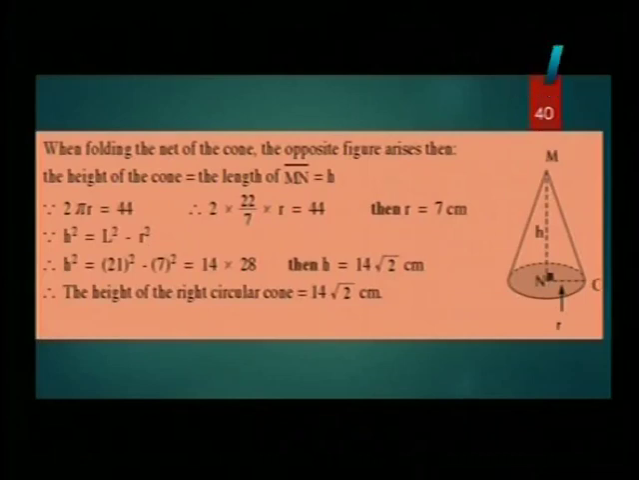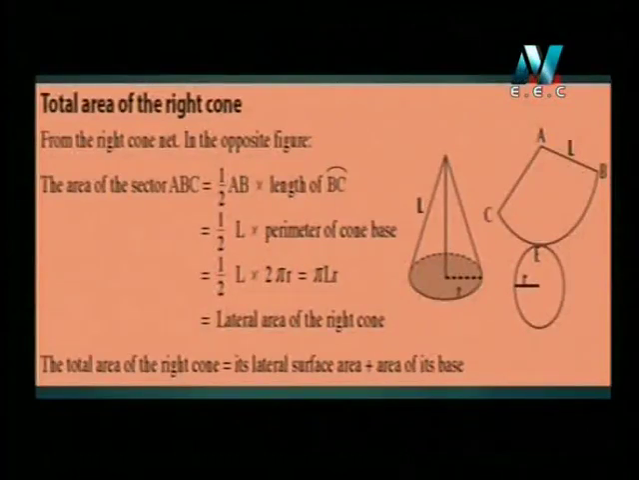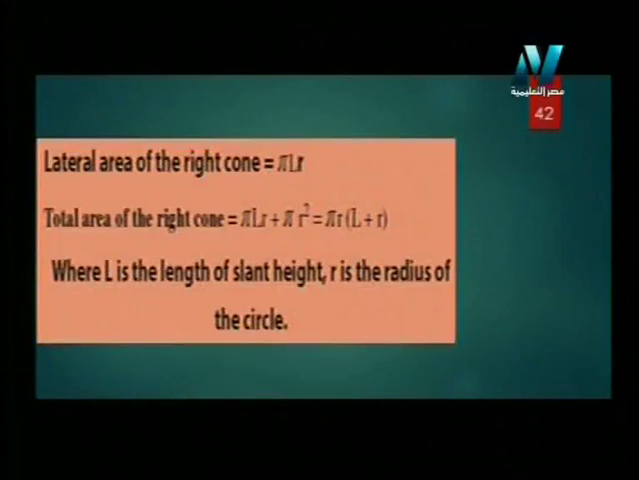And we will find h: h power 2 equals L power 2 minus r power 2 by the Pythagorean theorem. So h power 2 equals 21 power 2 minus 7 power 2, which equals 14 root 2. So the height of the right circular cone equals 14 root 2. The area of the sector equals half times AB times the length of BC, so it equals half L times 2πR, equal to πLR. That is its lateral area, and we add to it the base area to find the total area: πLR plus πR power 2.